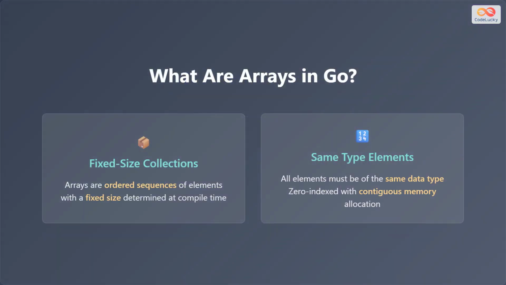Arrays in Go are fixed-size collections. Arrays are ordered sequences of elements with a fixed size determined at compile time. All elements in an array must be of the same data type. Arrays are zero-indexed, meaning the first element is at index 0, and they have contiguous memory allocation, which means the elements are stored next to each other in memory.